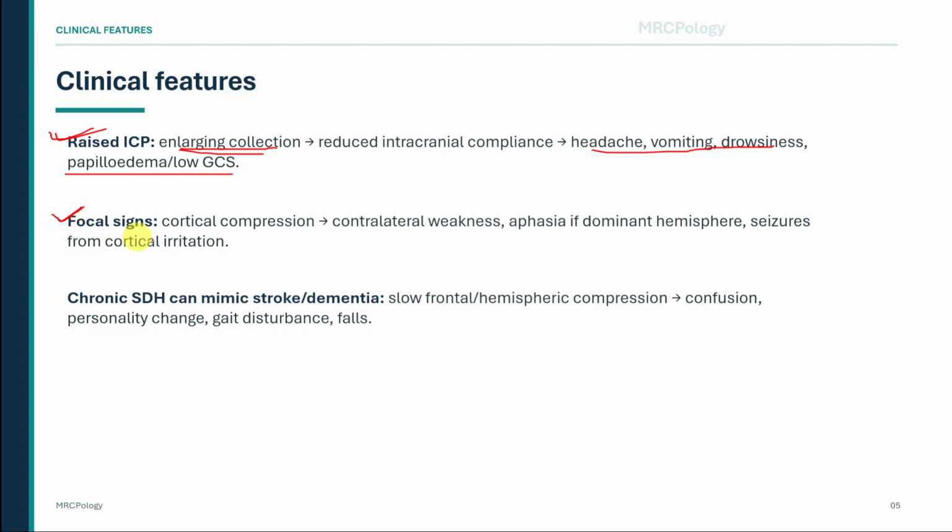The hematoma compresses the cortex, so the patient may develop contralateral weakness. If the dominant hemisphere is affected, aphasia may occur. Seizures can happen because the compressed and irritated cortex becomes electrically unstable.